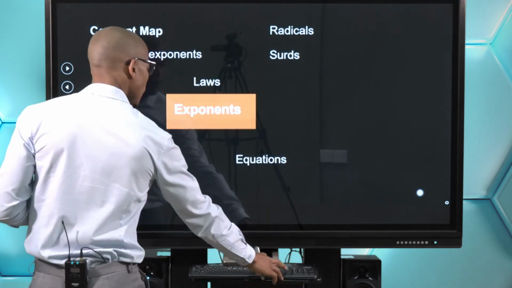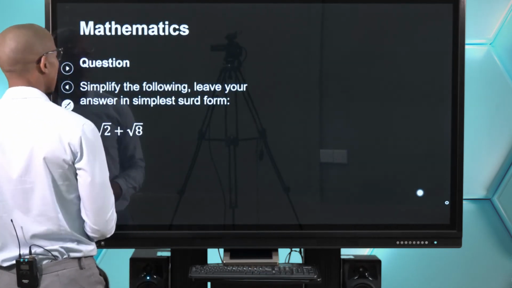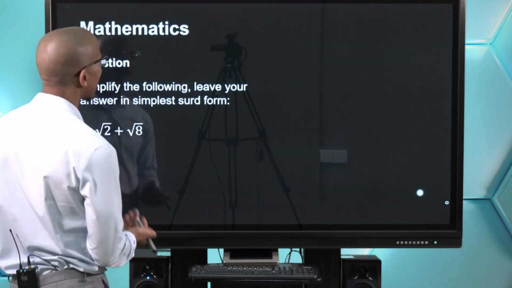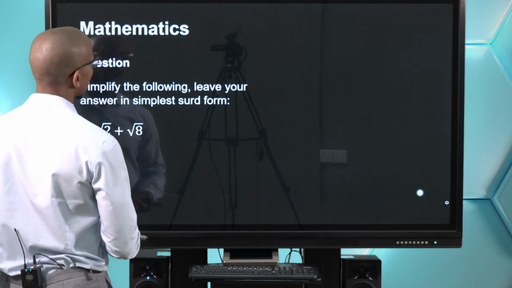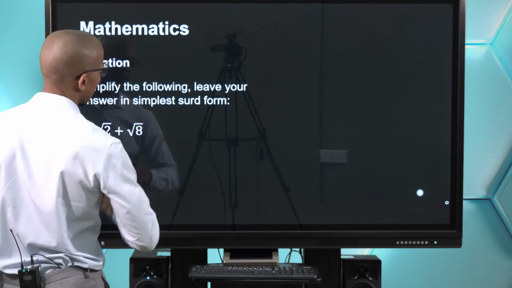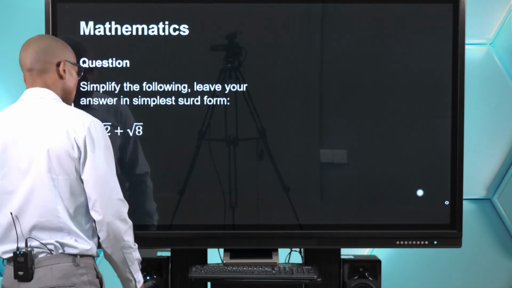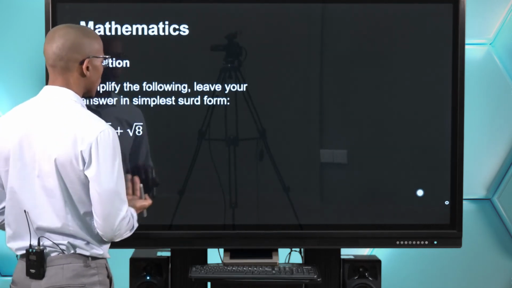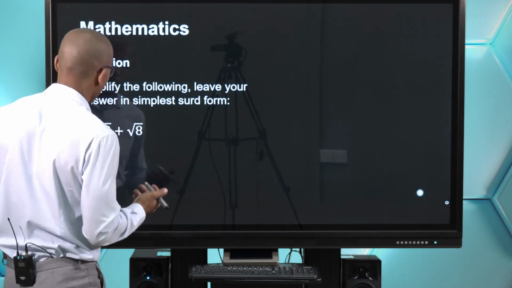So remember, the question will then be simplify the following, and the statement that they will give you will be leave your answer in simplest surd form. What does that mean? It means you can't leave your answer as square root of 8. No, that's not the correct thing to do.